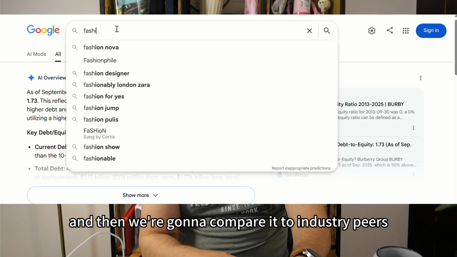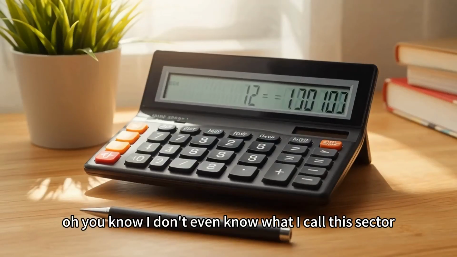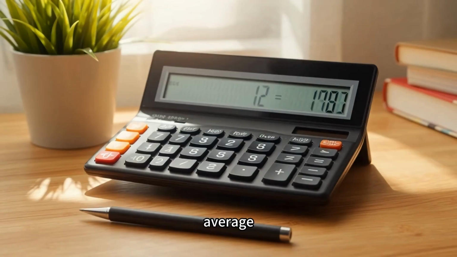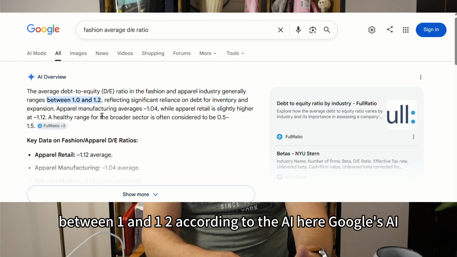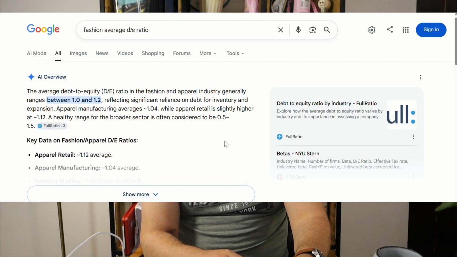And then we're going to compare it to industry peers. So let's go back to Google. I don't even know what I call this sector. Is it fashion average D2E ratio? So it's going to pop up here between 1 and 1.2 according to the AI here, Google's AI.